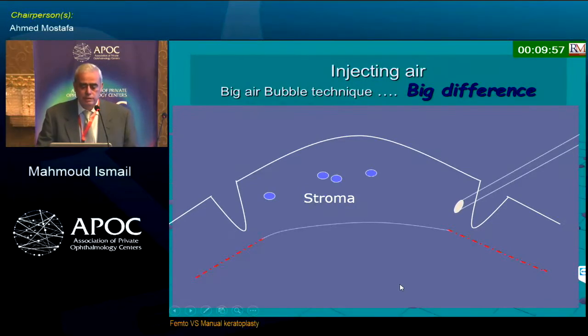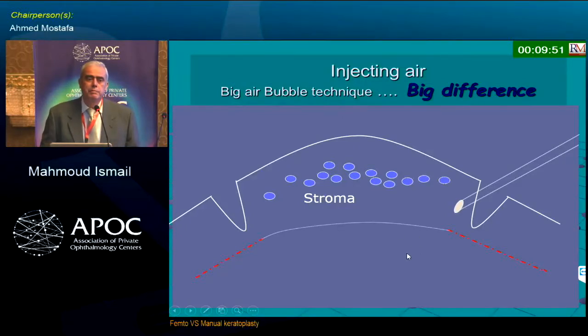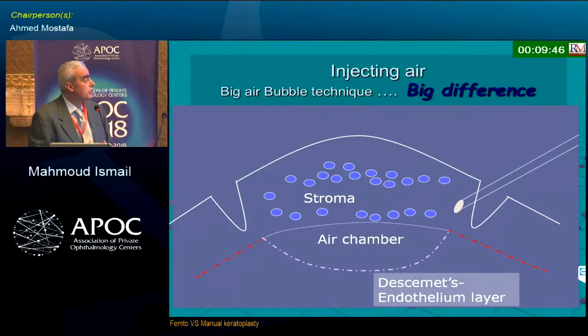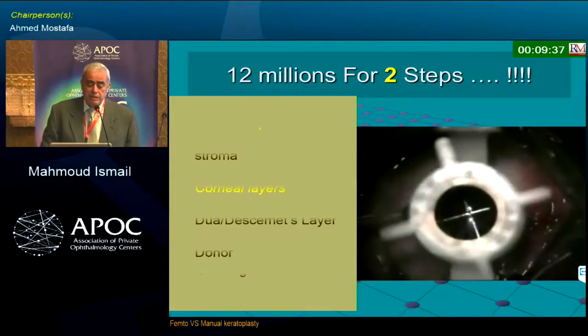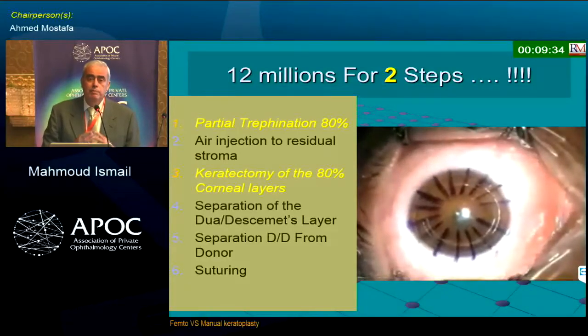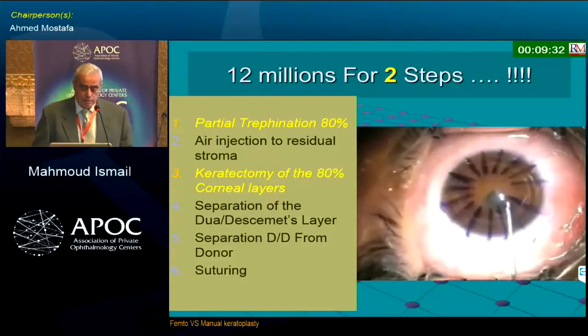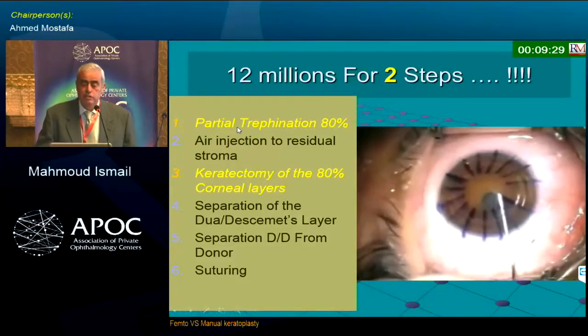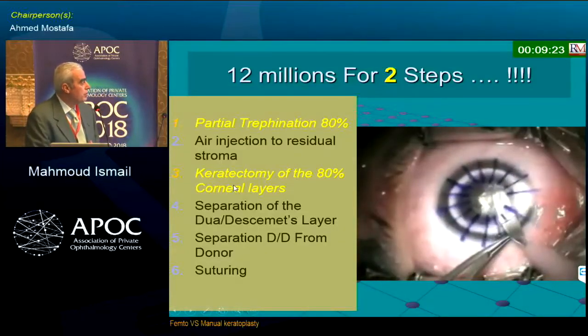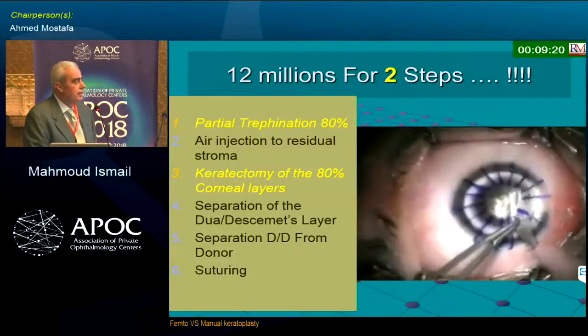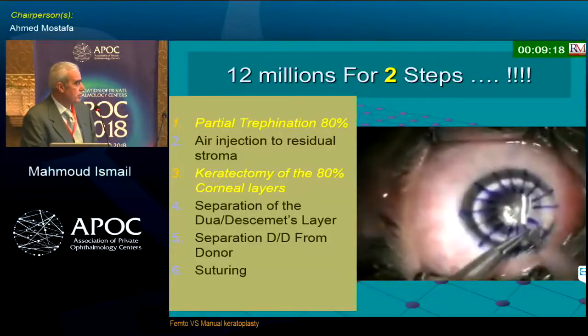Let me conclude with the technique of DALK, the way that we learned a long time ago: we inject air and we get the big bubble. In keratoplasty, we all know that the major keratoplasty patients are keratoconus, because we are in Egypt and the Middle East is like this. So for 12 million Egyptian pounds, you are paying for only 2 steps. The first, which is the partial trephination, and step 3, which is the anterior keratectomy of 80% of the corneal layers. Something that you can see and you can do by yourself.